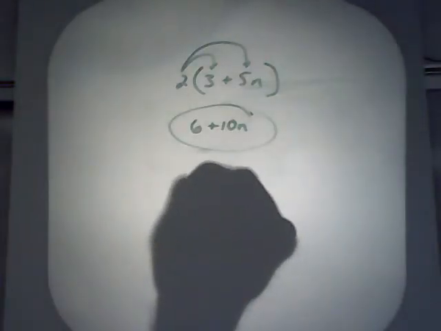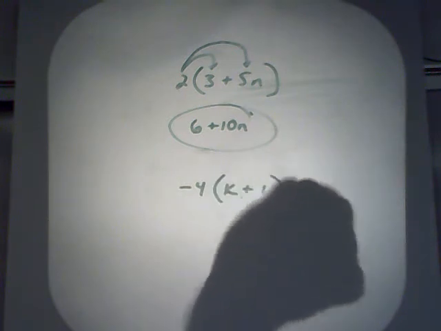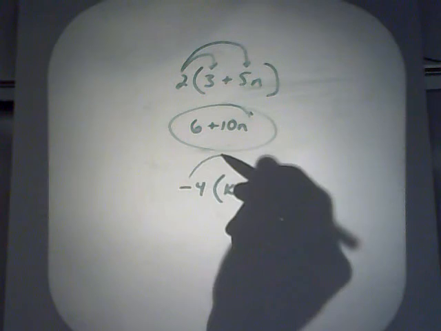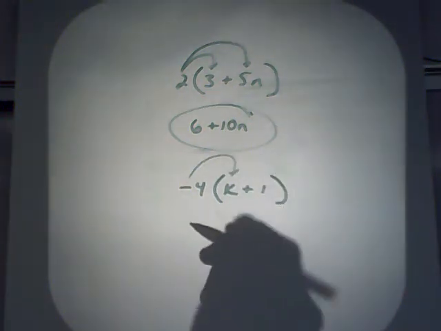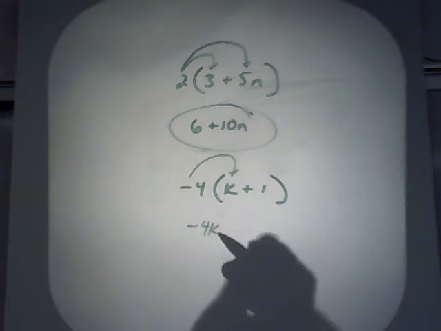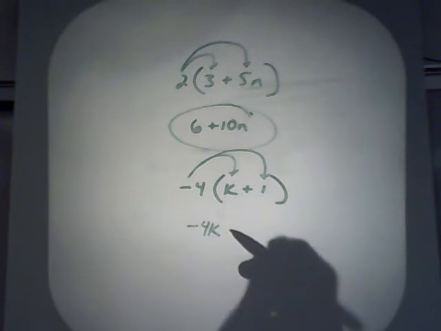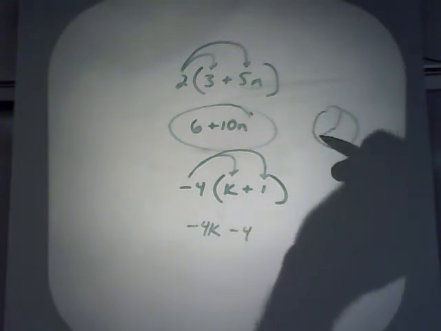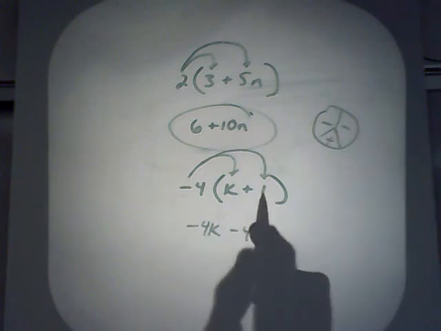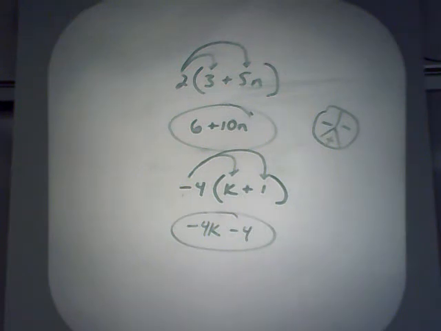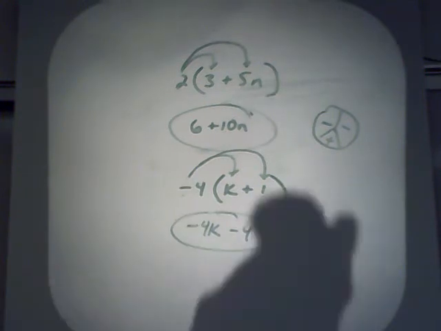Let's try another one. Negative 4 times k plus 1. Negative 4 times the quantity k plus 1. All right, here we go. Negative 4 times k gives me what? Negative 4k. Negative 4 times positive 1 gives me what? Negative 4. Remember the alien. A negative times a positive is a negative. There's my answer. Negative 4k minus 4. Can I solve it? No. I can't do anything else with it.